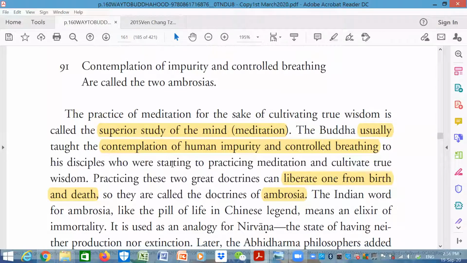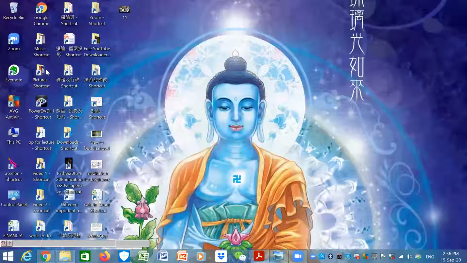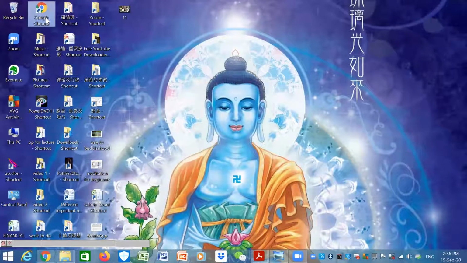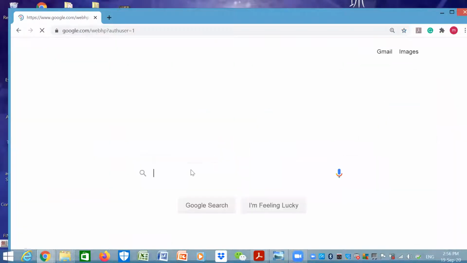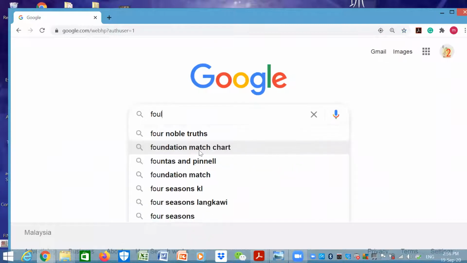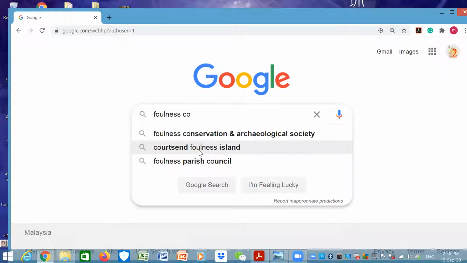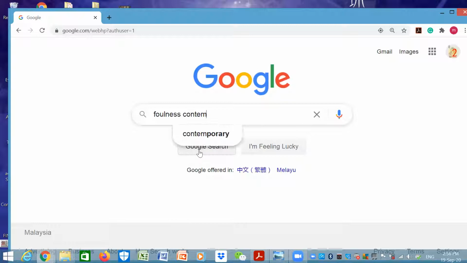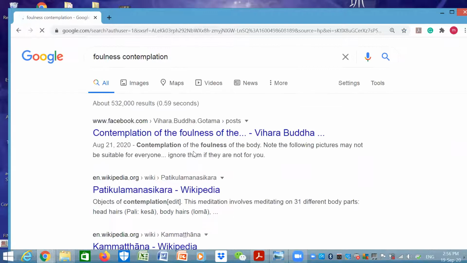Okay, usually taught contemplation of human impurity. So human impurity means the foulness contemplation, plus you can make a note over there. Contemplation of the foulness. That is the more common wording in Pali, English, Buddhism realm.